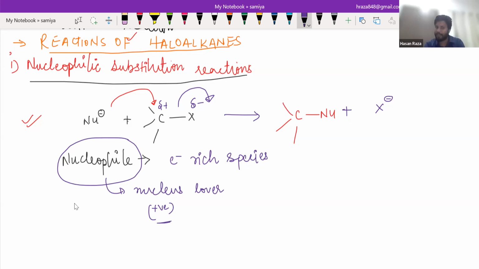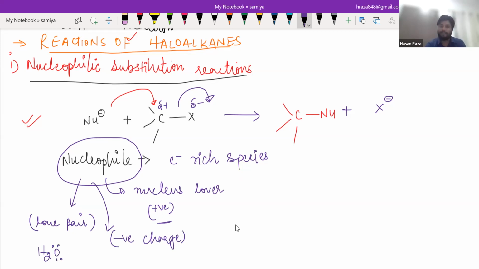Now a nucleophile can be of two types, or three types you can say. Basically, a compound with a lone pair, or a compound having a negative charge, will be a nucleophile. Like H2O: this will be a nucleophile because it has two lone pairs. A negative charge like OH minus will also be a nucleophile. Is that clear to everyone? Please do write it and let me know.